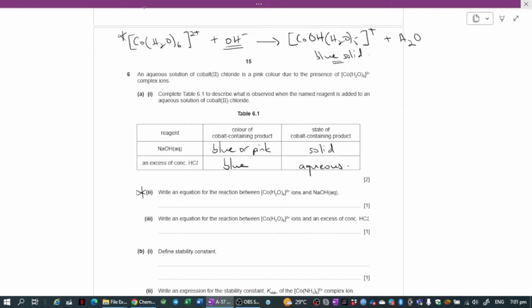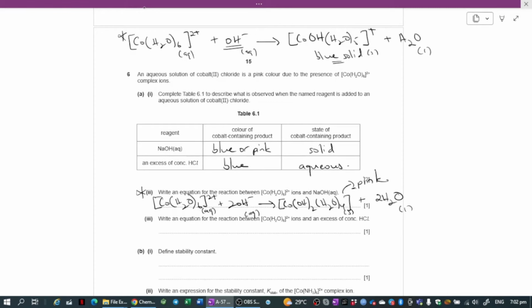eventually turn pink upon exposure to excess hydroxide ions. And when you have excess hydroxide ions, the reaction that occurs is as follows. You have [Co(H2O)6]2+ plus 2OH- to give Co(OH)2(H2O)4 plus 2H2O, and it might be useful here to actually include your state symbols. So this is aqueous, aqueous, solid, liquid. Likewise, here would be aqueous, aqueous, solid, liquid, right? And this is what gives rise to the pink solid.